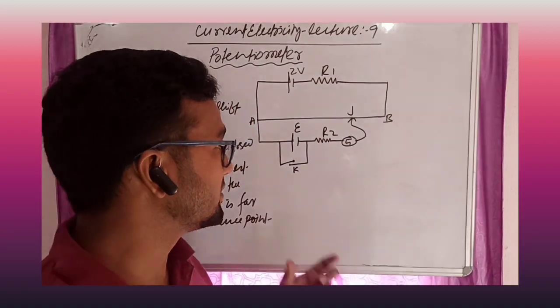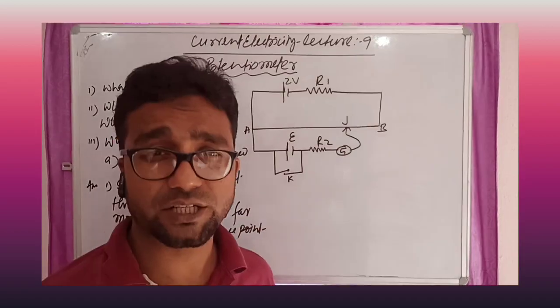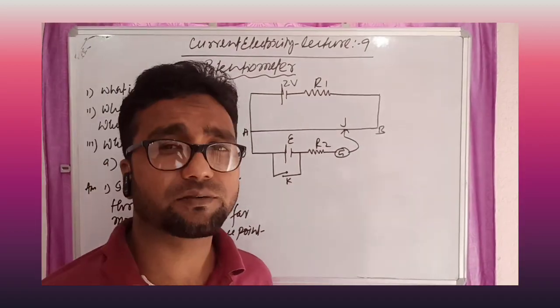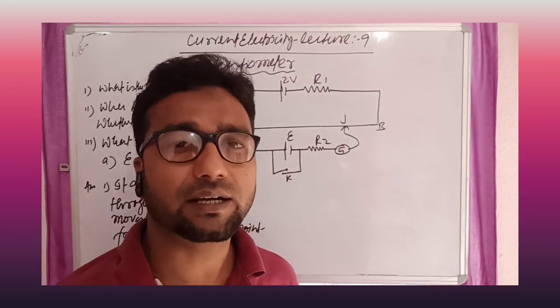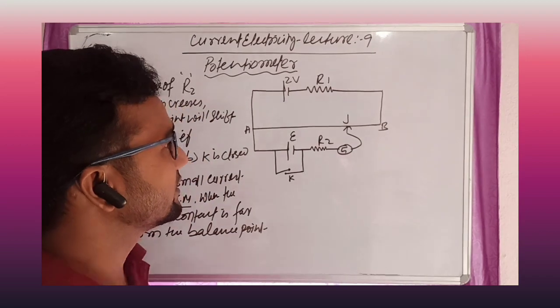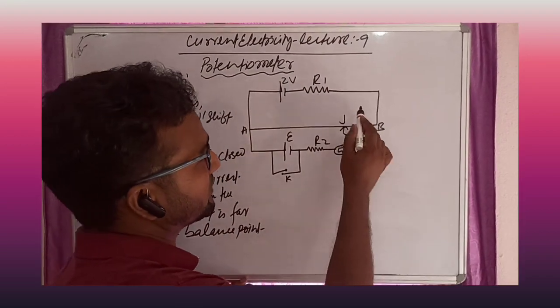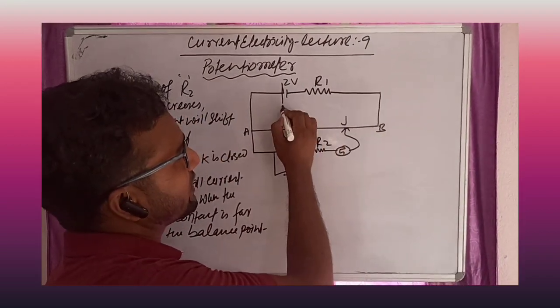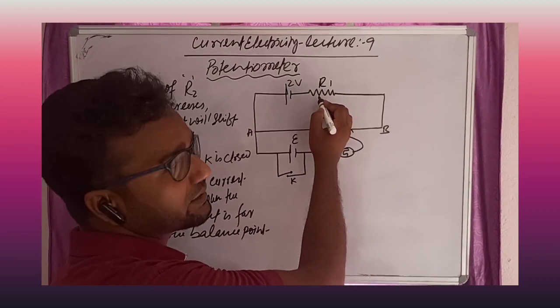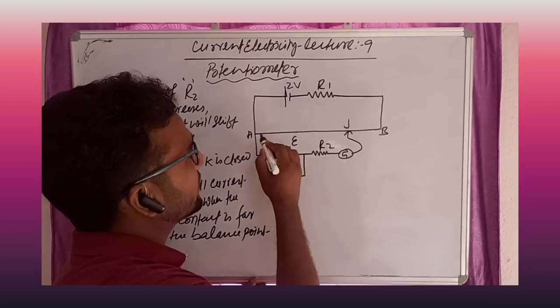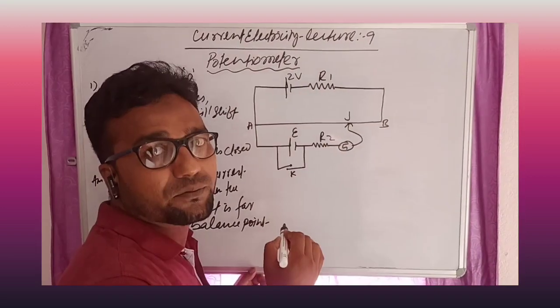I will explain some basic concepts related to the potentiometer, which is part of current electricity, and this will be my 9th lecture on current electricity. Suppose that here we have a potentiometer and this is the driver cell, and the EMF is 2 volt. It has the external resistance R1. Here AB is the potentiometer wire.